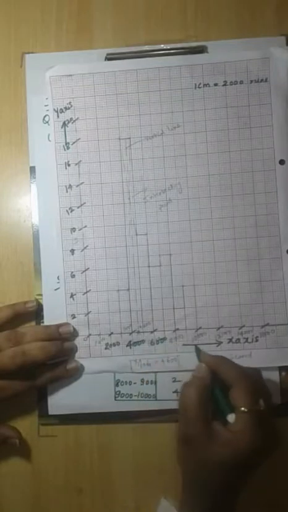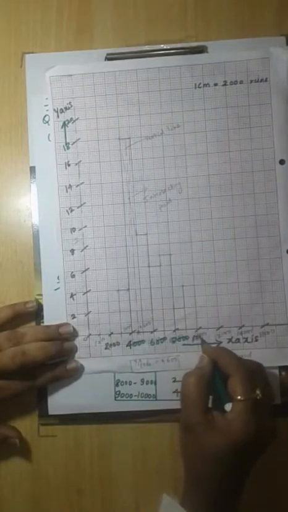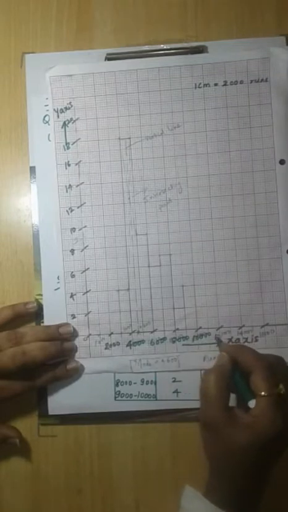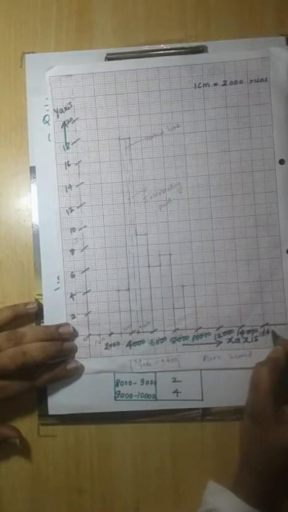So here we can write 2000. So next will be 4000, 6000, 8000, 10,000, 12,000, 14,000, 16,000. So now the graph will be written like this, and next we are supposed to draw the histogram.